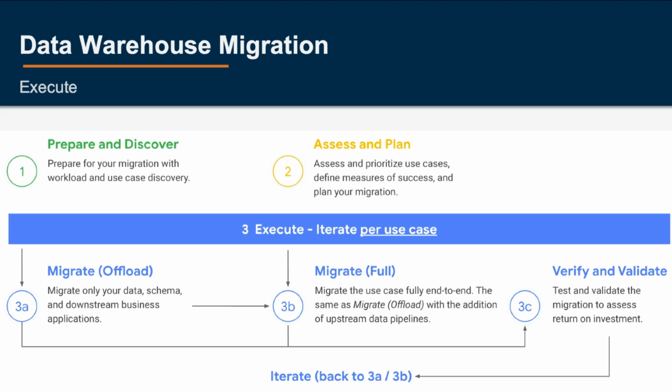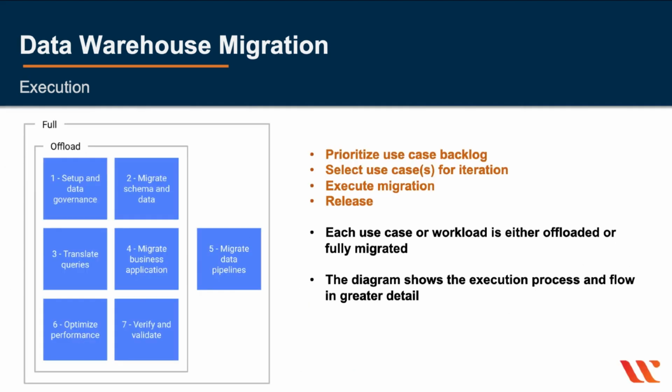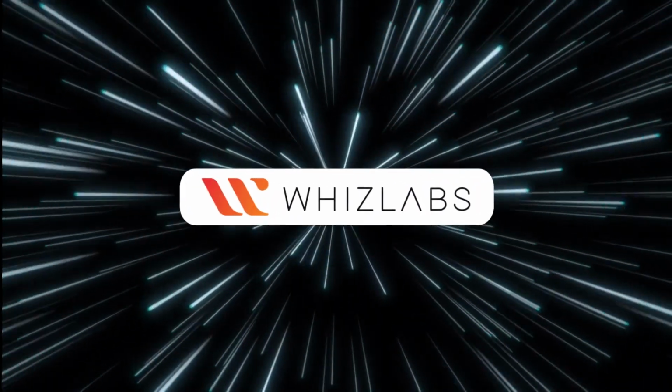This image is again the same image as before, and it's again to show that the number 3 execute is an iterative phase per use case. That's why you have a 3A, 3B, and 3C, which feeds back to the beginning again. So if you further break down the execute phase, then you have the prioritized use cases, and then you select the use cases from there, and then you have this block of 7 items here. And each of these use cases or workloads is either offloaded or fully migrated.